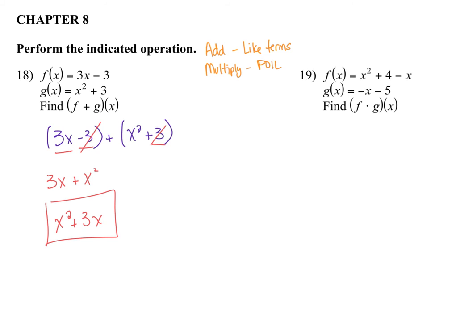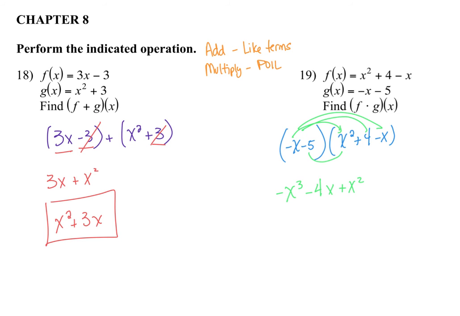This one wants us to multiply these two. Because it's multiplication, order does not matter. So I would typically put the smaller polynomial first so I can distribute each one. But you're just multiplying. So I'm going to multiply the -x through to each one of these. And then I'm going to multiply the -5 through to each of these. And then I would put it in standard form, combining any like terms.